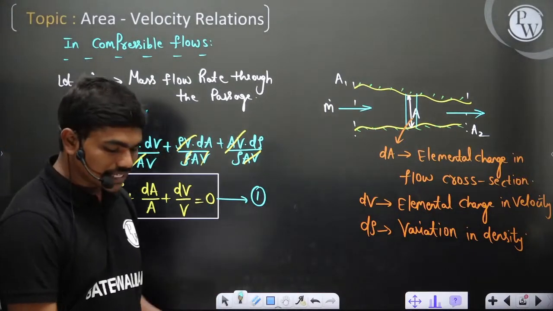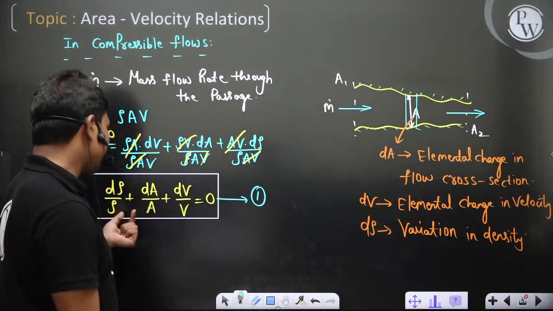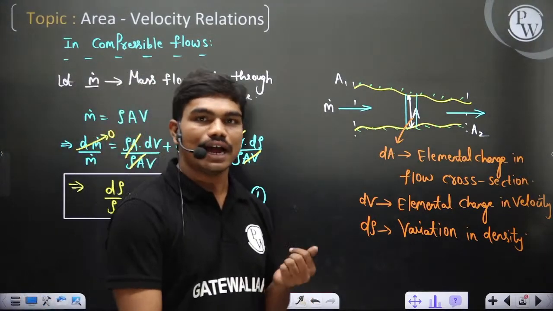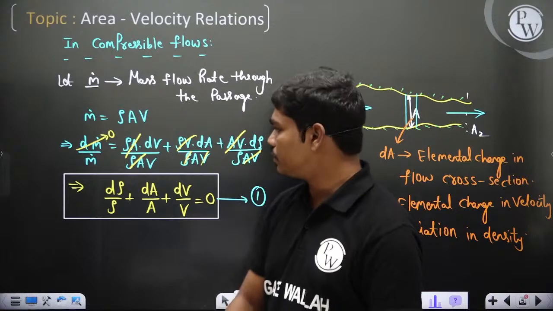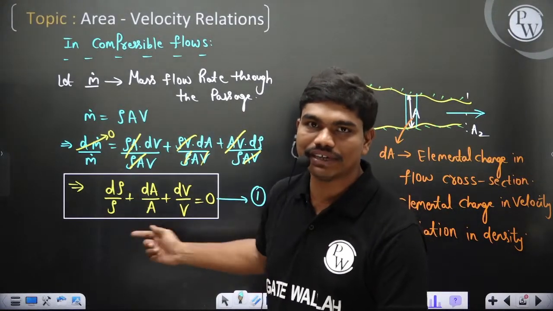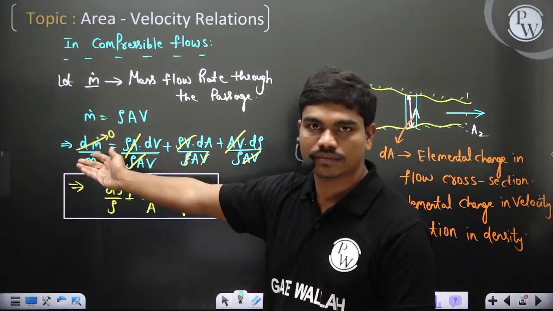So mass has to get conserved definitely. So d rho by rho plus dA by A plus dV by V equal to 0 is the continuity equation. And normally in case of incompressible flows, we make the first term 0 and we have this equation, which you might have seen. If you integrate, you will get A V equal to constant. Okay, fine.